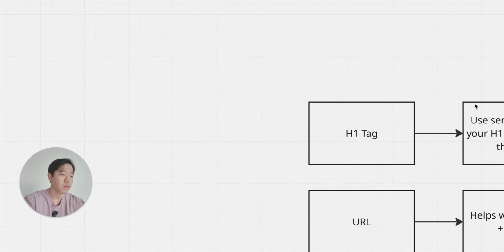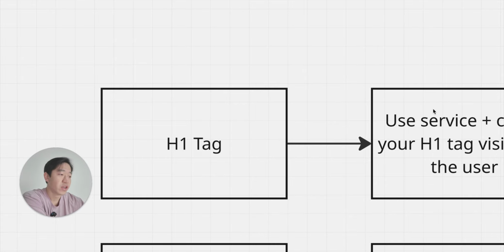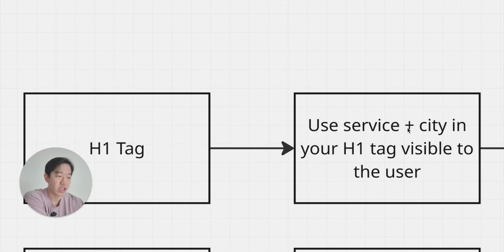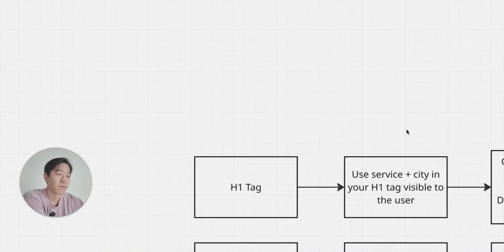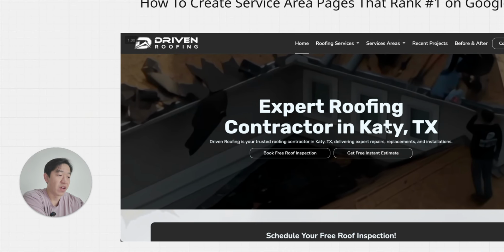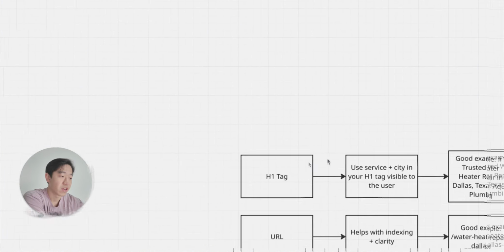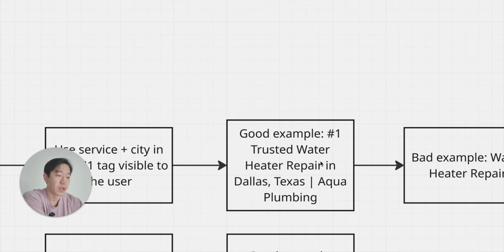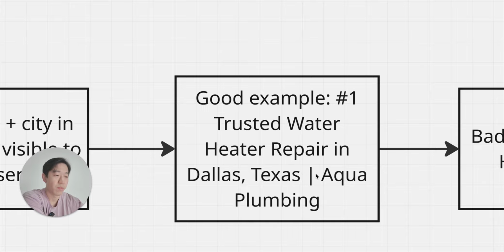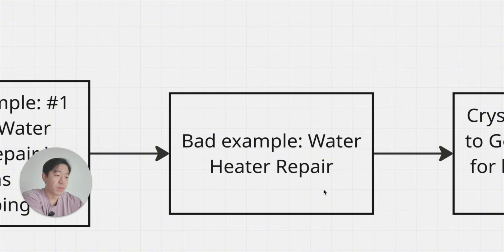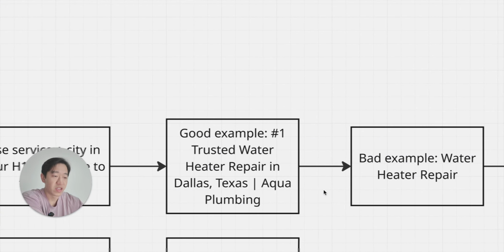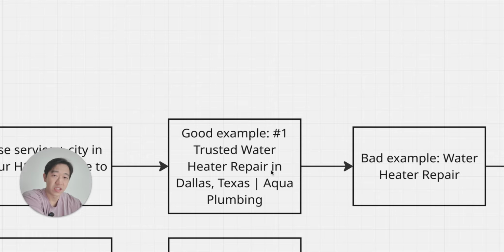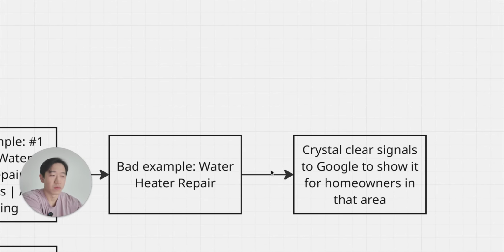#1 that we need to have is the H1 tag. Essentially what you need is service plus city in your H1 tag, visible to the user. In this example, they have Expert Roofing Contractor in Katy, Texas, so they're using this as an H1 tag. A good example of this would be #1 trusted water heater repair in Dallas, Texas. A bad example would be water heater repair, right? It doesn't say what city it's actually in, so it doesn't send any signals back to Google on the city.